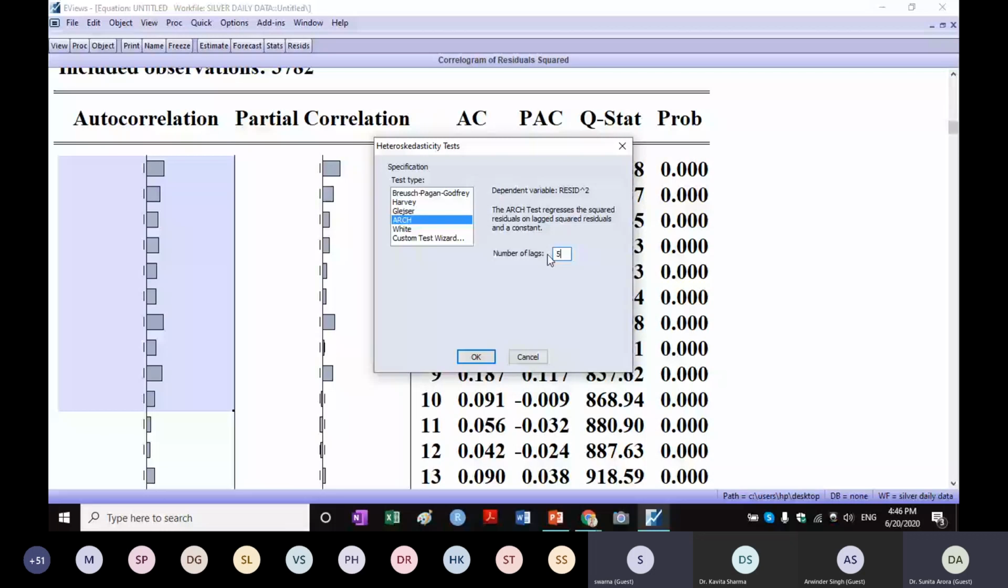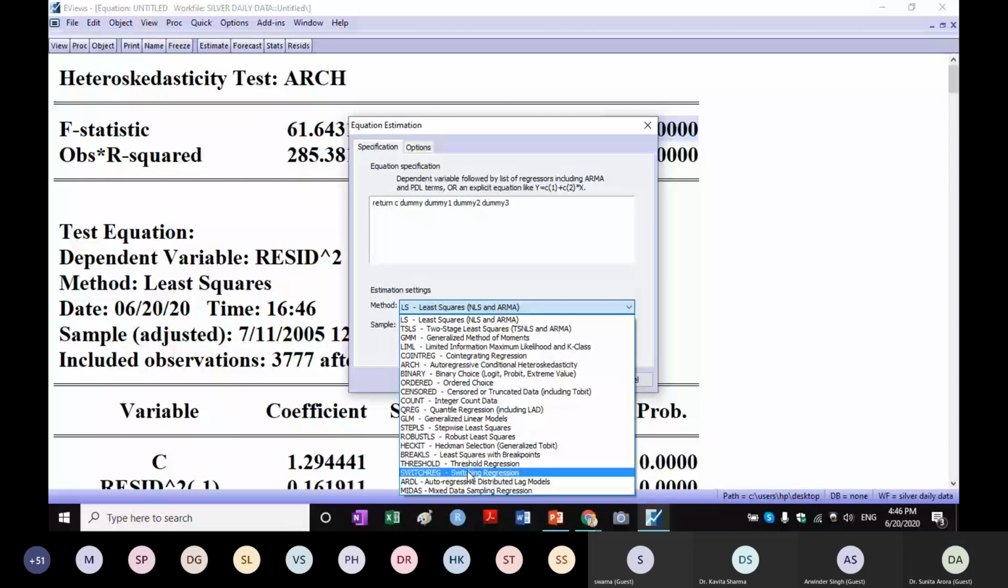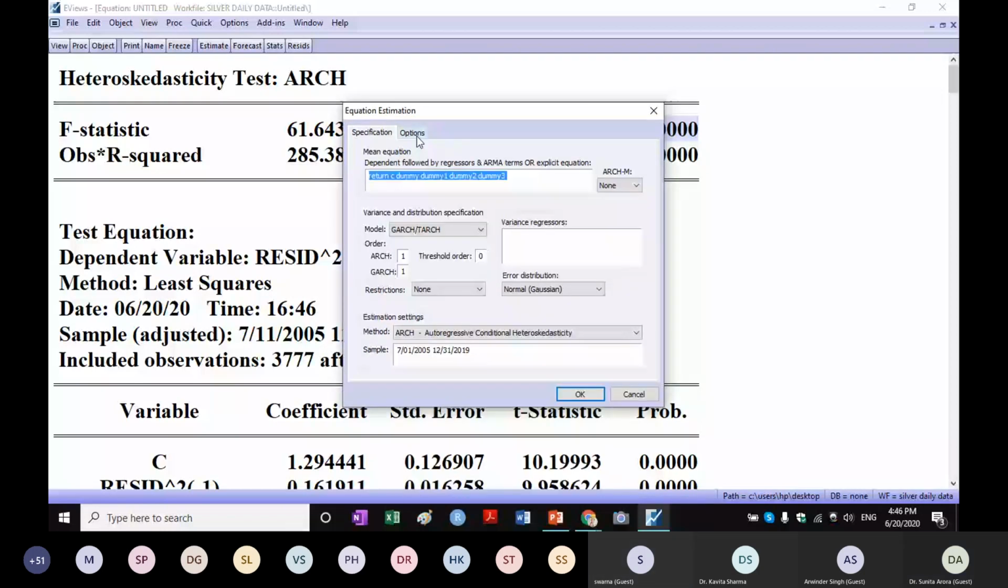Yes, number of lags 5. Null hypothesis is no ARCH effect and this null hypothesis is rejected. So there may be ARCH effect. We will be changing the method from least squares to ARCH. It is ARCH: Autoregressive Conditional Heteroscedasticity.